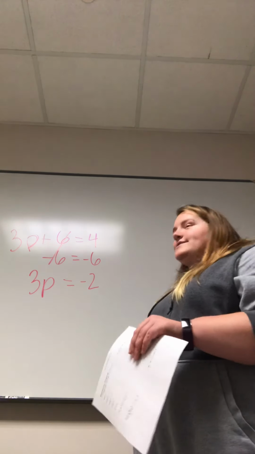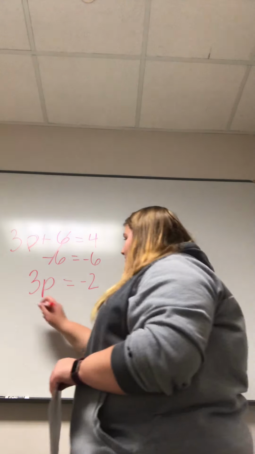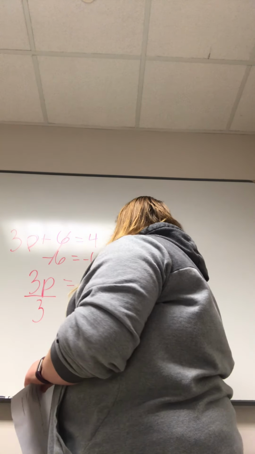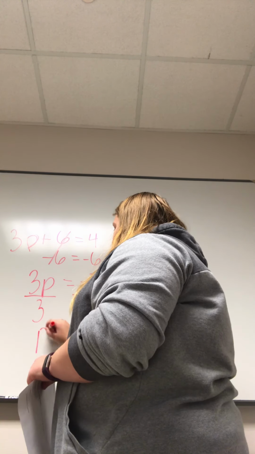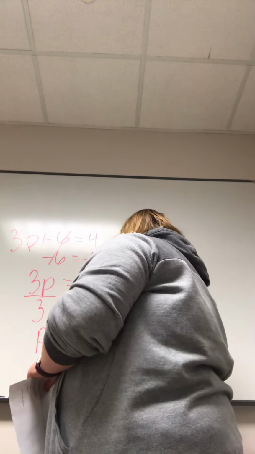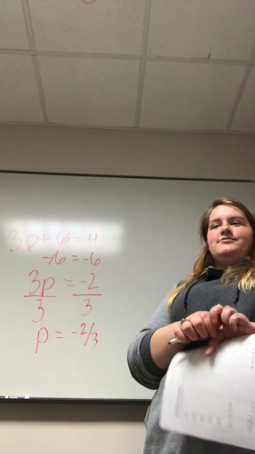And then what's our next step? Divide by 3 on each side. Okay. So divide by 3 there, and we're going to divide by 3 there. We're going to have p is equal to negative 2 over 3. Is everyone okay with that answer?